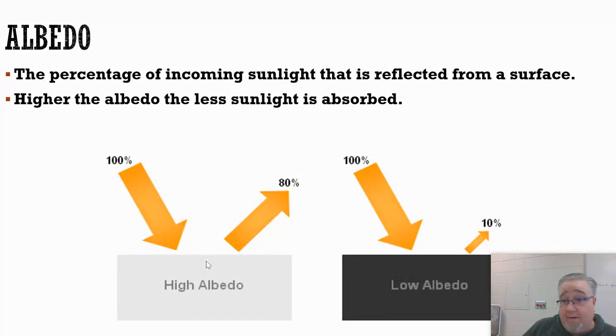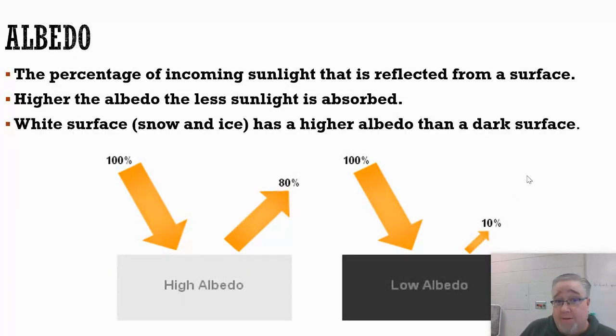Well, according to this picture here, a surface with a high albedo, like a white colored surface, is going to reflect 80% of that sunlight. It's going to absorb about 20%. So if something has a high albedo, it's not absorbing a lot of energy. It's reflecting a lot of that. If it has a darker surface, like a black surface, let's say you have a street that was just recently paved with asphalt, it's a dark color. So if that sunlight hits it, it's going to absorb about 90% of that heat energy and reflect about 10%.